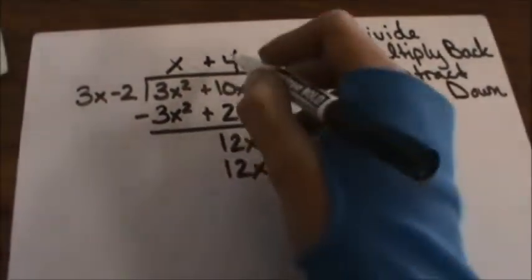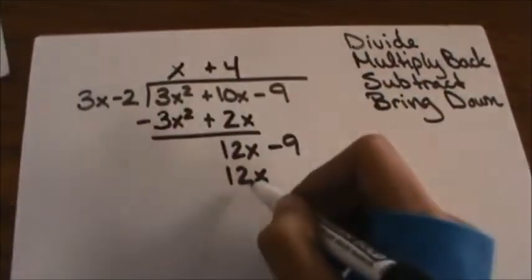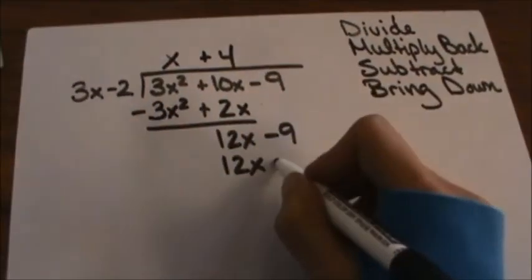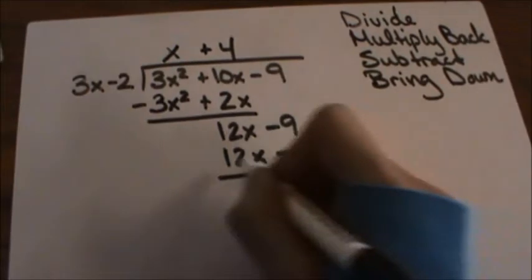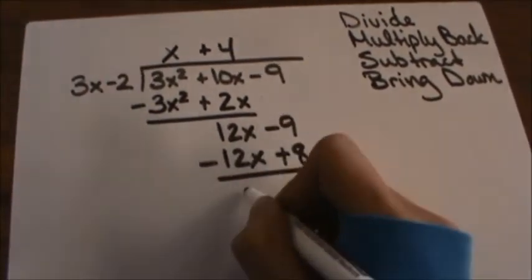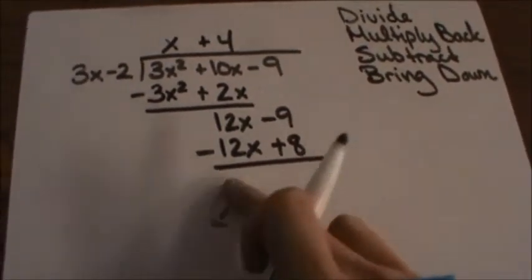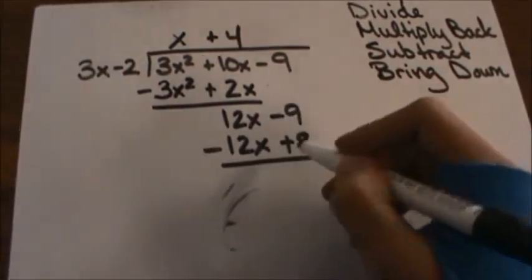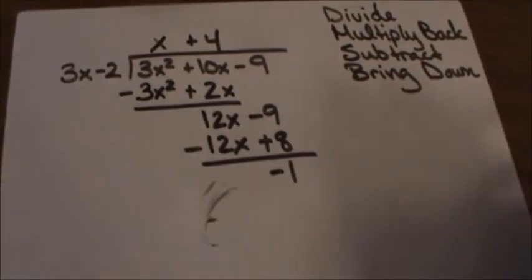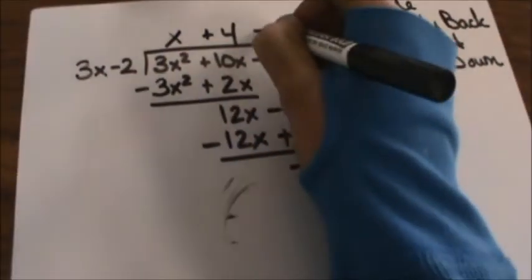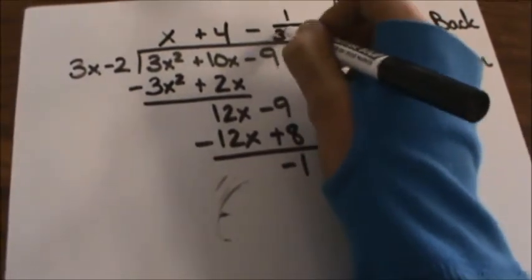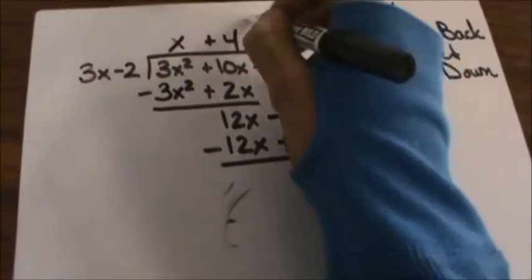So what am I doing now? I'm multiplying back. 4 times 3x is 12x. 4 times negative 2 is negative 8. Subtract. 0 here. Oh, I don't need to write it. Negative 9, positive 8. I get a negative 1 as the remainder. Minus 1 over 3x minus 2.